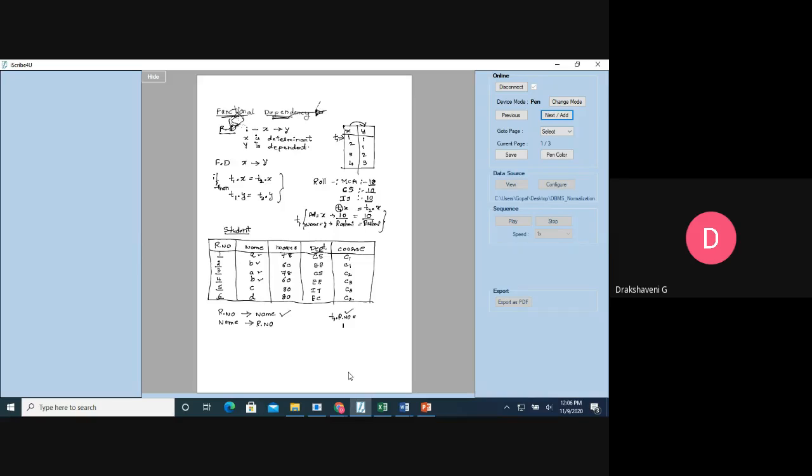Can anyone respond? If I say A is what? Deepika. If I just say Deepika, can I fetch her roll number? Can I fetch her marks? Can I fetch her department? Can I fetch her course? Can anybody?